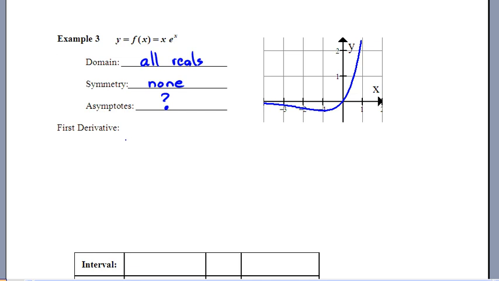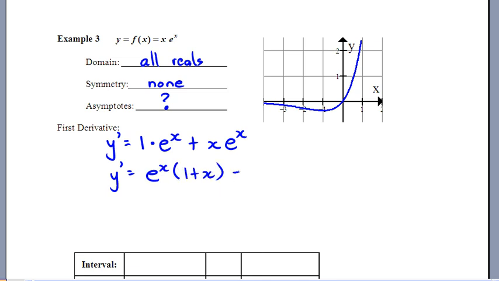So, for y prime, if I try out a derivative here, it's a product rule. I'm going to have 1 times e to the x, and then leave the x, and then the derivative of e to the x would be e to the x. Okay, just going to rewrite that a little bit. If I factor e to the x out, I would have 1 plus x left. Now, it might look a little nicer to write it like this: x plus 1 times e to the x.